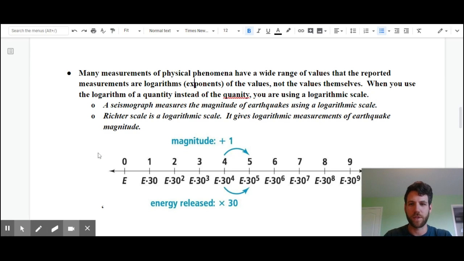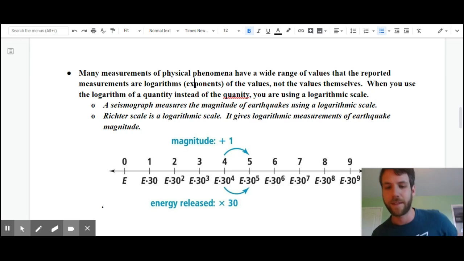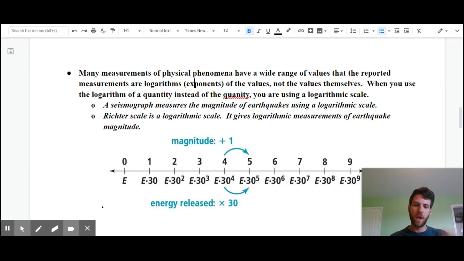Let's read through this really quick. So it says many measurements of physical phenomena have a wide range of values that are reported in measurements by logarithms, where things are increasing exponentially on one hand and they're increasing by just one number on the other. So when you think about exponential growth, usually your x-axis is a certain amount of time, and that time is going forward like days, 0, 1, 2, 3 days. And then an amount is going up on your y-axis exponentially, very quickly.